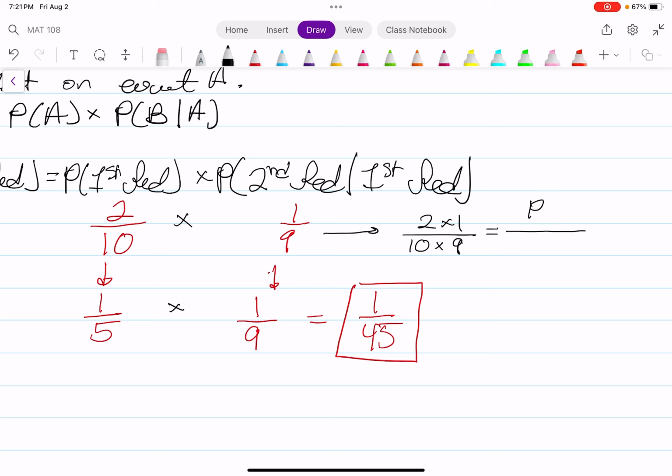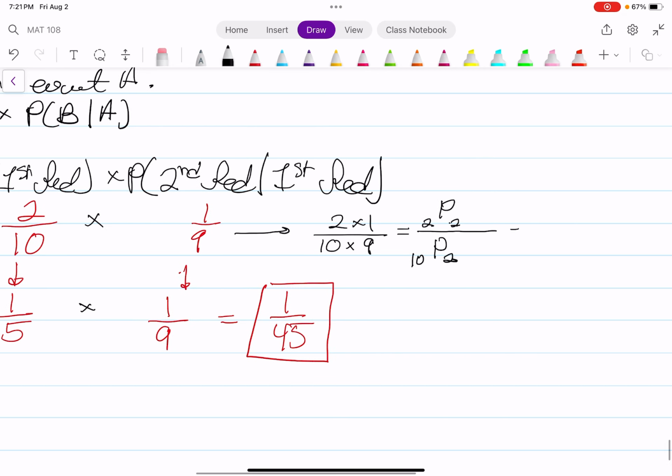The numerator is the permutation of 2 and 2, and our denominator is the permutation of 10 and 2.